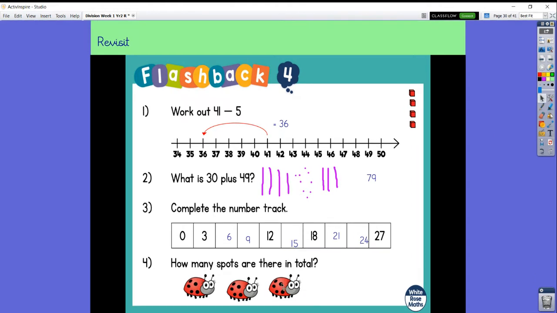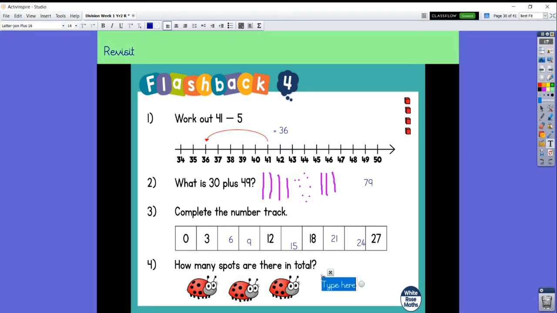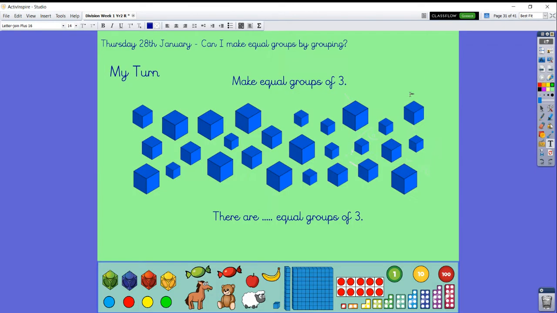Okay, here we've got a little bit of a multiplication going on. So we have got 1, 2, 3 ladybirds, each with 5 spots on. So we've got 3 equal groups of 5. So that's a repeated addition of 5. Add 5, add 5, which gives us 15. So today we are looking at making those equal groups.